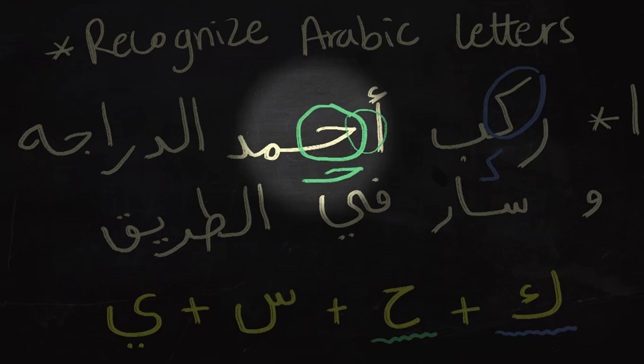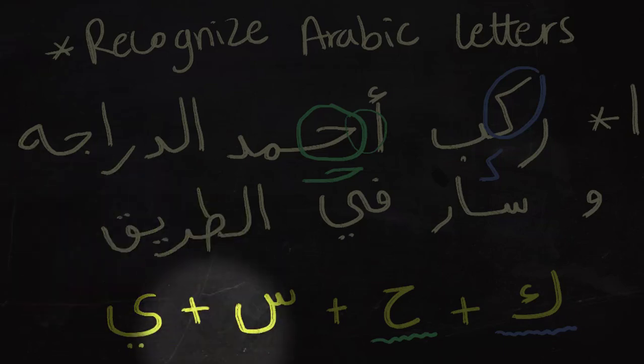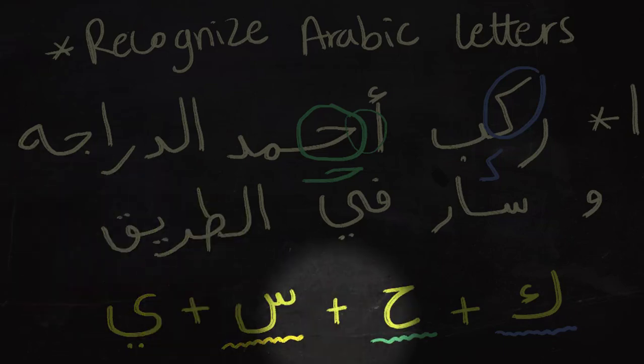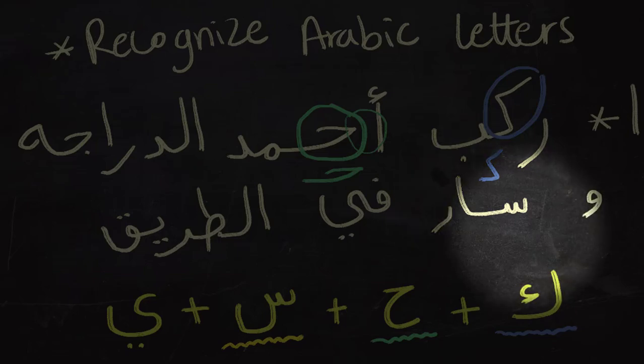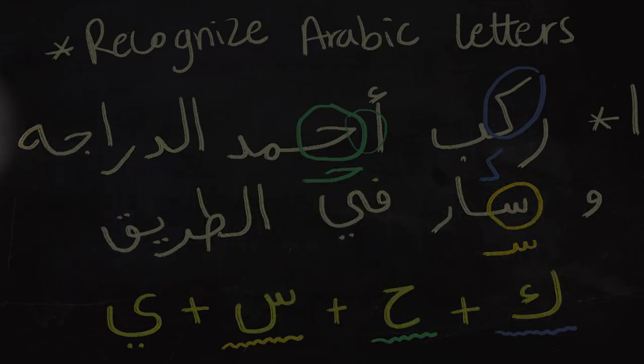Next up is sin. I'm going to stick with yellow for the sin. And we also have one sin in this sentence, and it is found here in this word, sar. As you can see, it is in the beginning of the word.